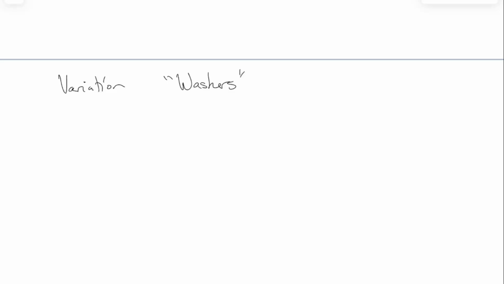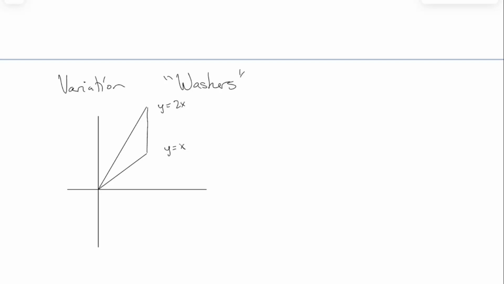Here's an example of the washers thing. It's really not much more complicated than what we've been doing so far, but this is what you get if you rotate around the axis, but you start with the area between two curves. So here's an example. How about a steep line and a not so steep line? This is y equals 2x. This is y equals x. And I want to take the area between those curves and rotate that area around the x-axis.